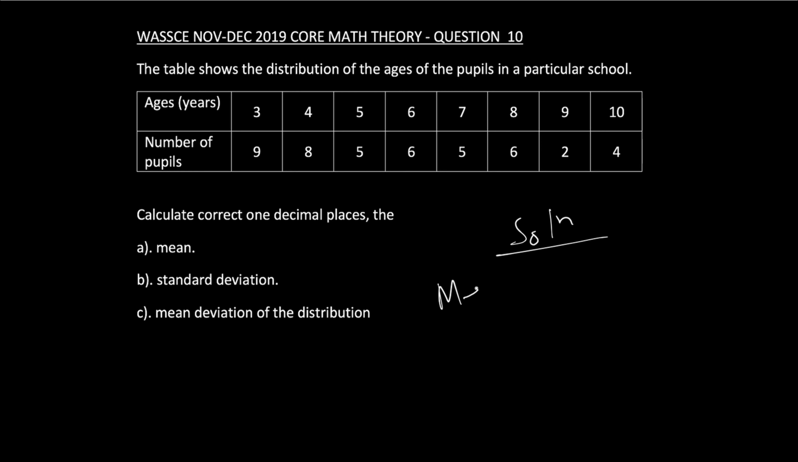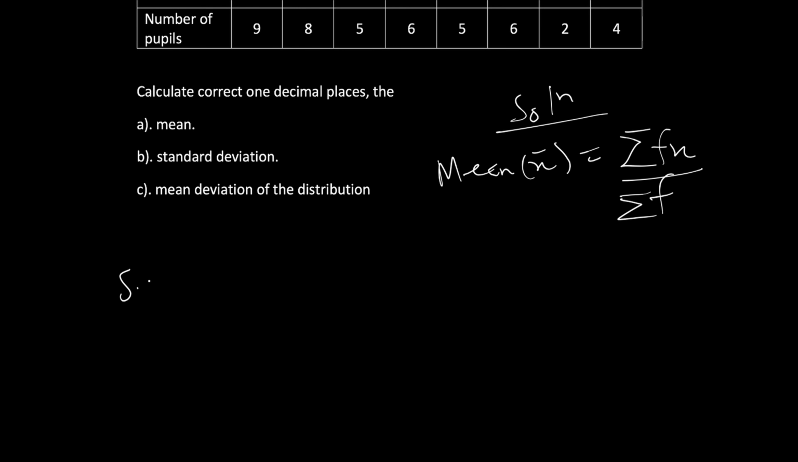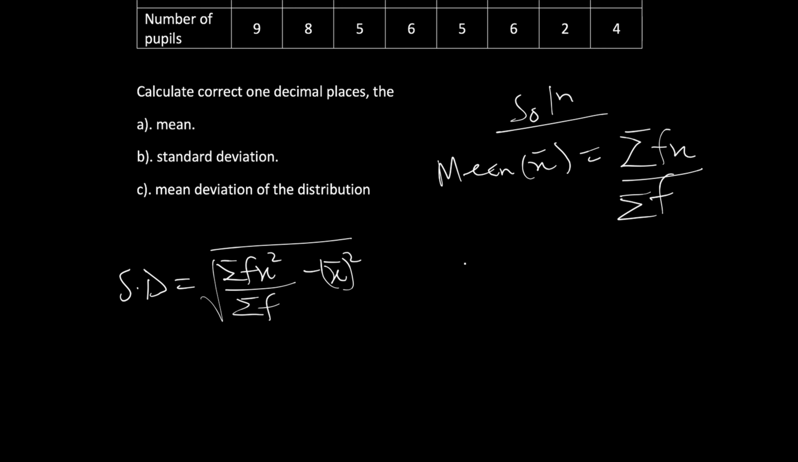First, we know the mean is equal to the sum of fx over the sum of f. We also know that the standard deviation is equal to the square root of the sum of fx squared over the sum of f, minus the mean squared. And the mean deviation is equal to the sum of fd over the sum of f.